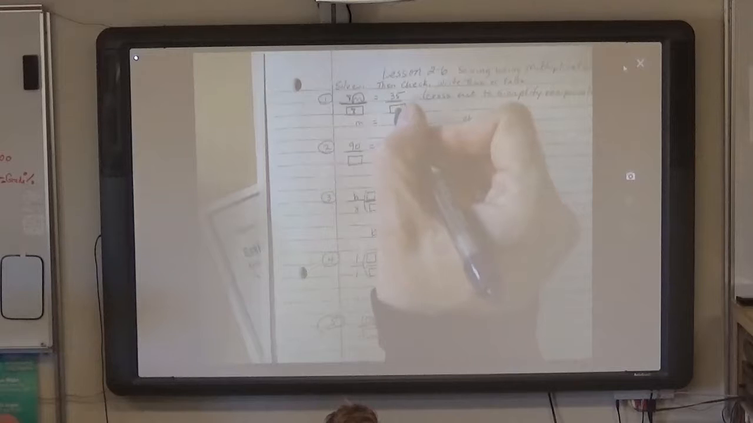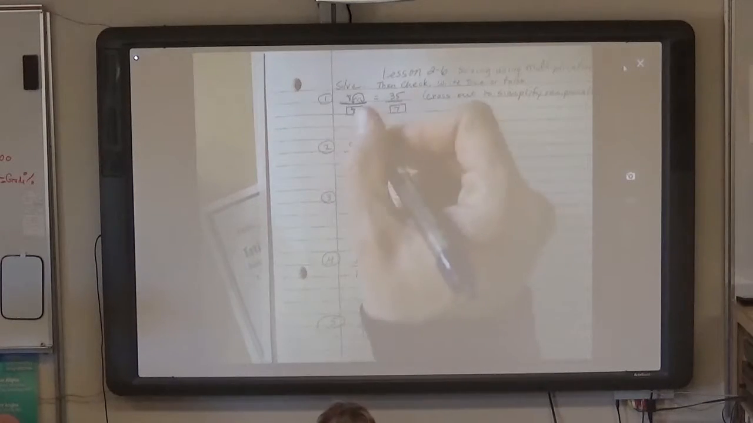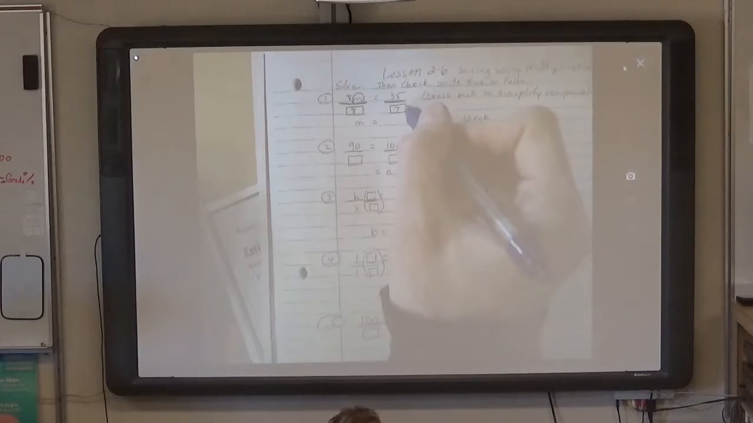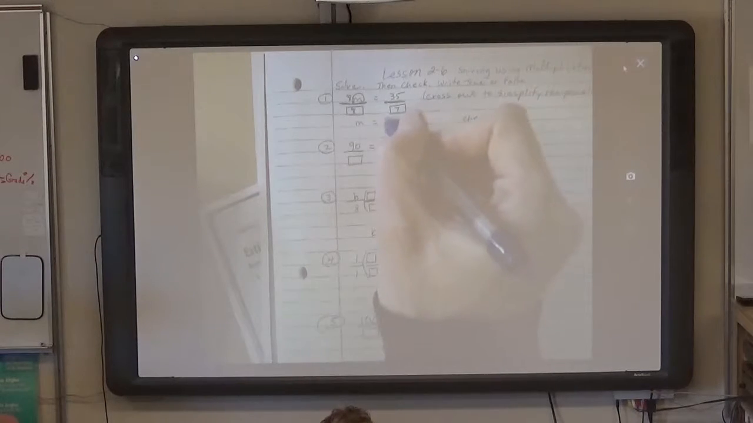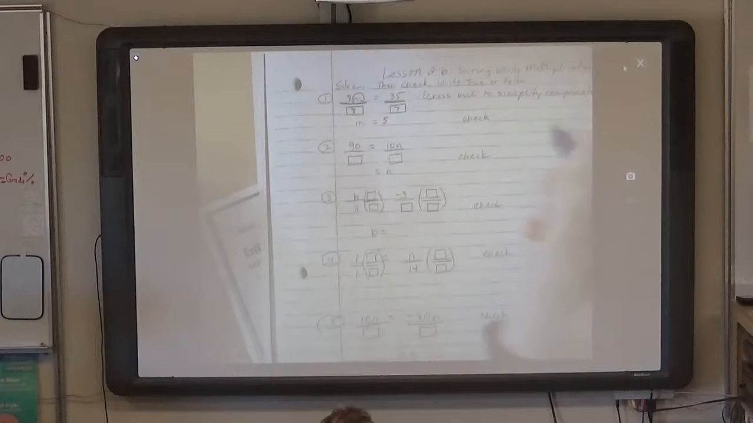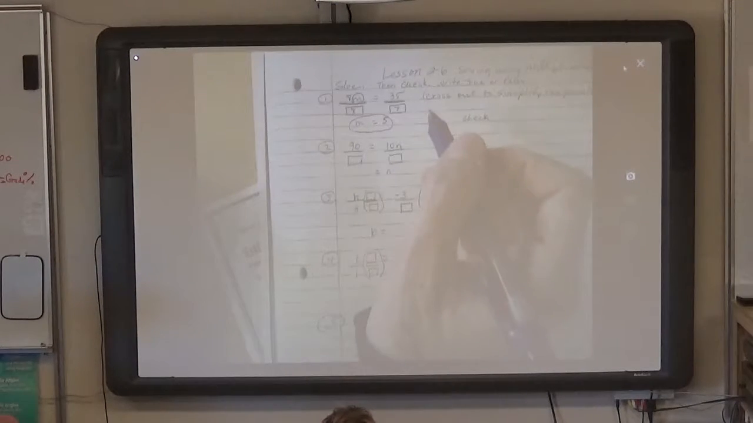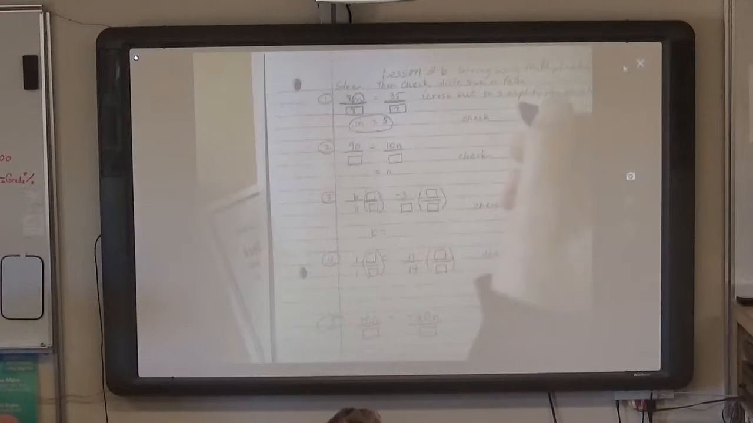What do you write on this side? 7. Because whatever you divide on one side, you have to divide on the other side. 35 divided by 7, this bar means divide. 35 divided by 7 is 5. So m equals 5. Circle that. Now to check it.